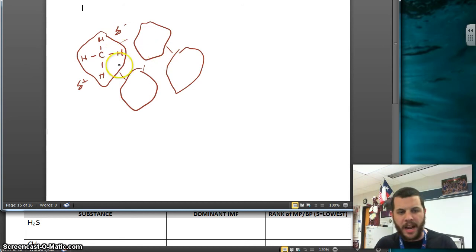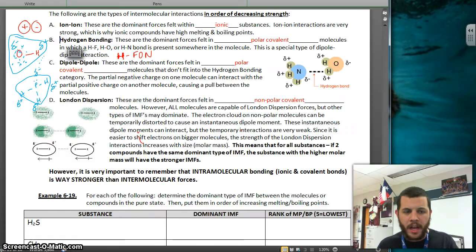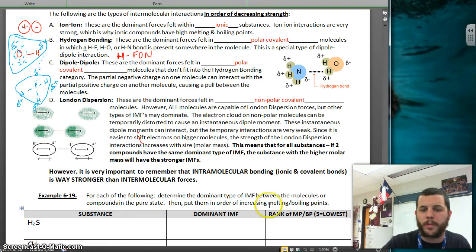Okay, and so now where these two were connected, now these two are connected. Then it's going to connect to one over here, and then it's going to attract to one over here, and then it's going to attract back to this one, and back to that one, so on and so forth. So that's the idea behind the London dispersion forces.